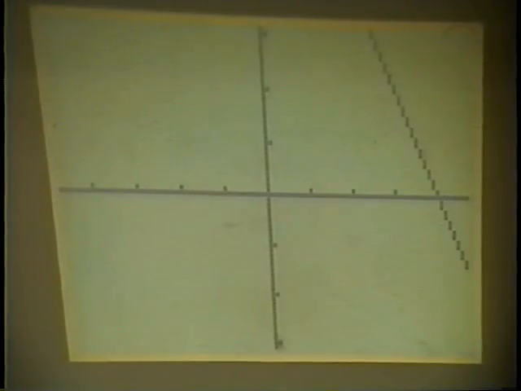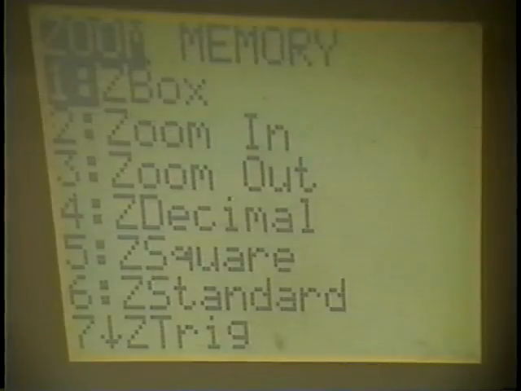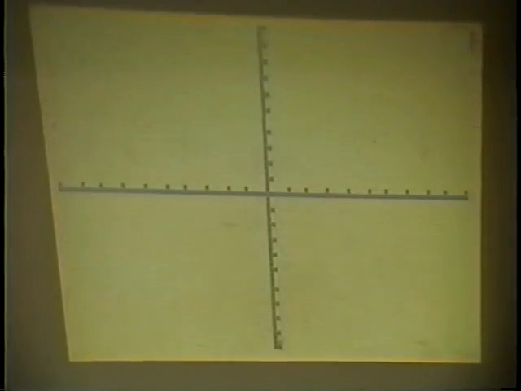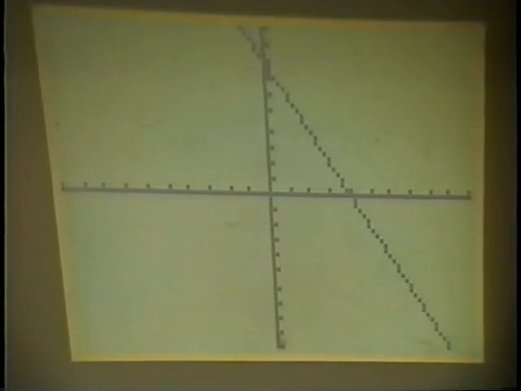So now I'm going to hit zoom. And now I'm going back to Z6, to zoom standard, hit 6. And it changed now the viewing window from -10 to 10 for x, -10 to 10 for y. And I have a better picture of what's going on for this particular function.